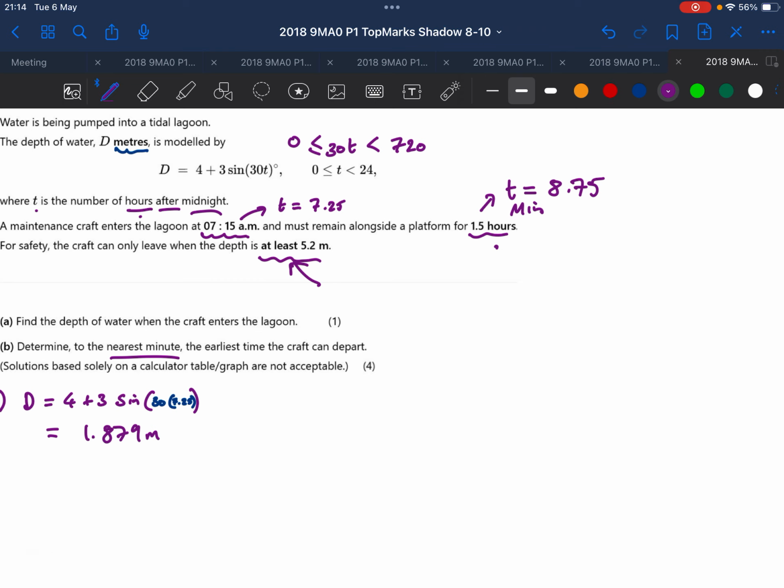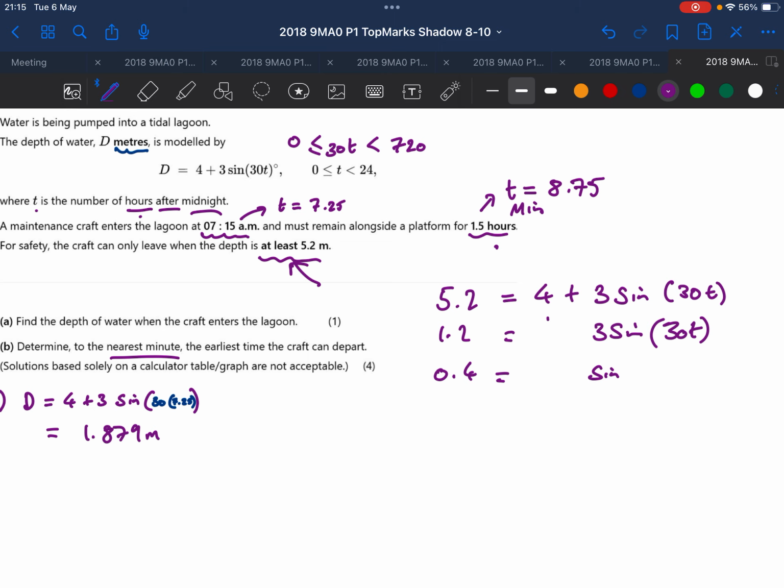I think we want to put the 5.2 in, don't we? So let's do 5.2 equals 4 plus 3 sine 30t. So this is a kind of a solving question, really. It's about t. If we take away the 4 and divide by 3, that'd be 1.2. So 1.2 equals 3 sine 30t, and then we'll get 0.4.